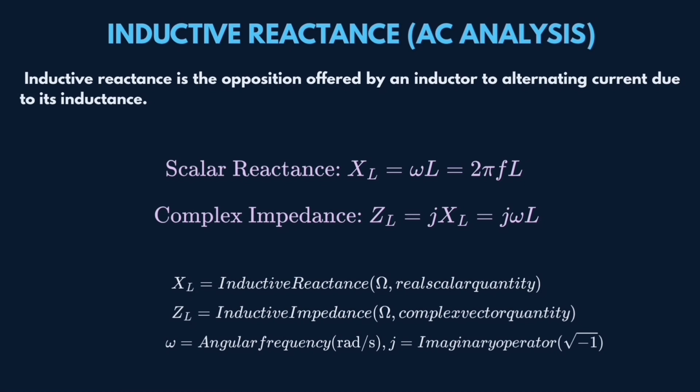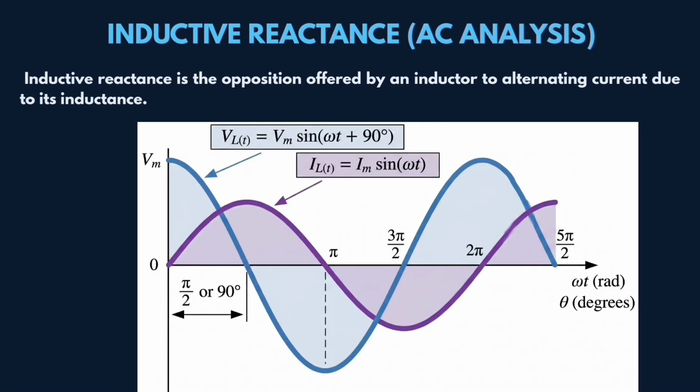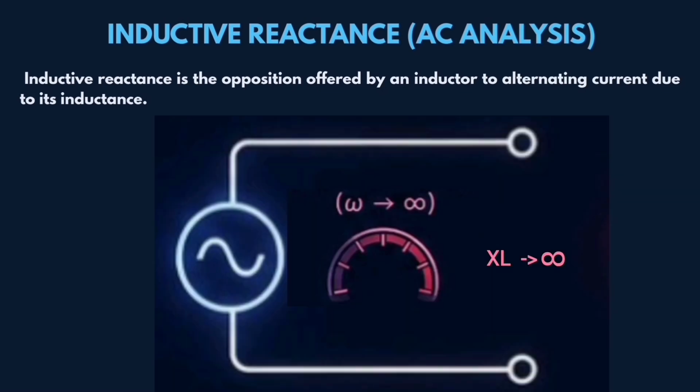Here XL is inductive reactance, ZL is inductive impedance, omega is angular frequency, j is the imaginary operator, which is root of -1. Reactance magnitude increases linearly with frequency and the phase shift is exactly plus 90 degrees. At infinite frequency, that is when omega tends towards infinity, its impedance mathematically approaches infinity in the ideal model, causing an ideal inductor to act as an open circuit.